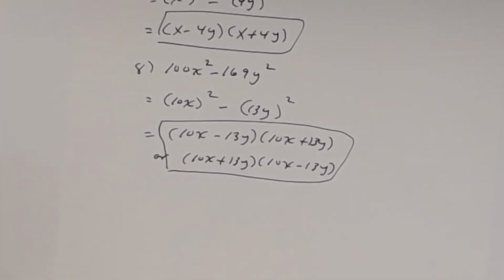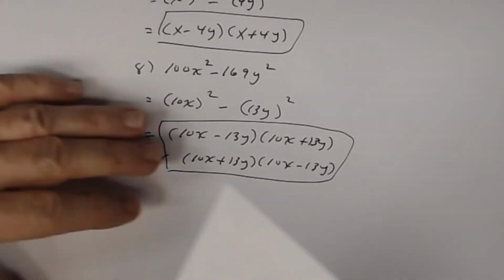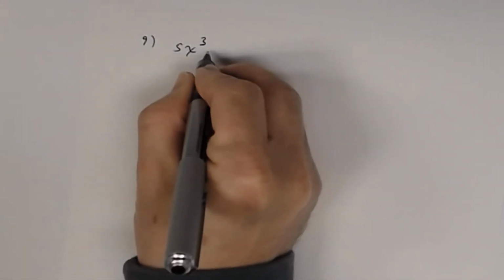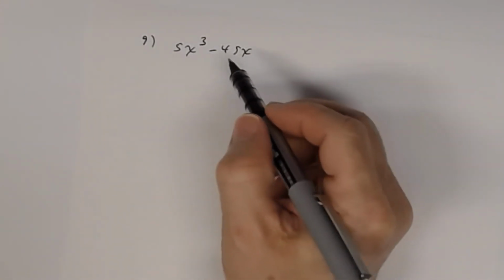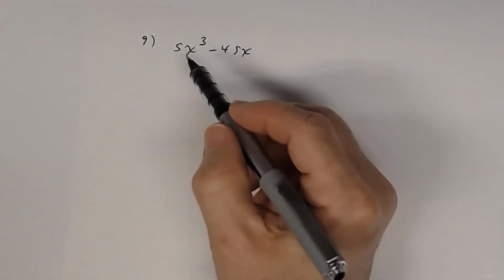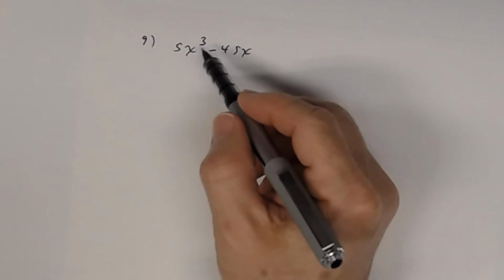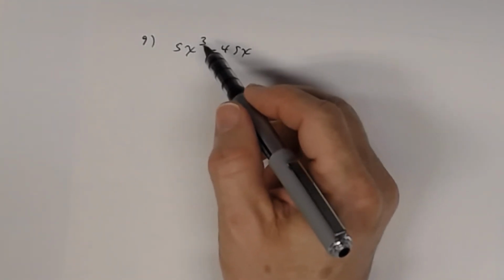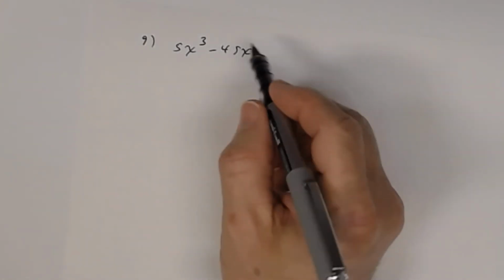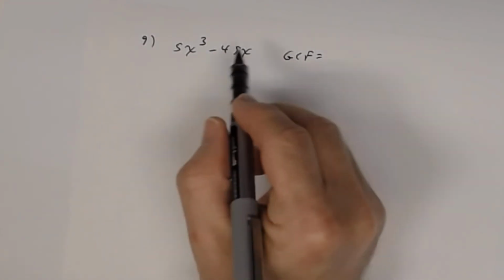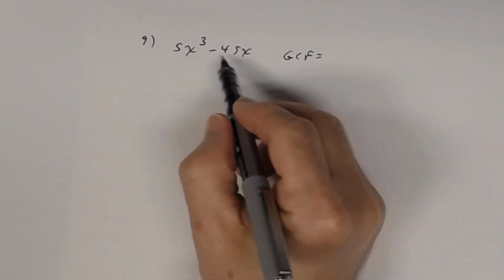Okay, and then number 9, so we have 2 left. Number 9, we have this one: 5x cubed minus 45x. First of all, notice that 45x is not a perfect square, and x cubed is not going to be a perfect square to begin with, and 5 definitely is not a perfect square either. So what you should notice also is that the GCF here is 5x, right?